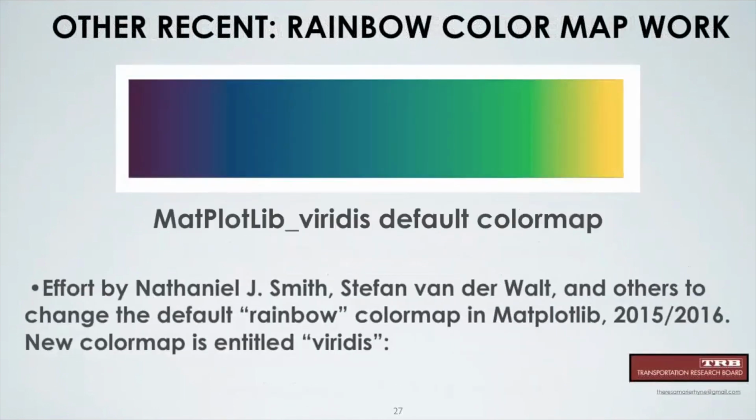There was a lovely lady who presented yesterday. She said she used Matplotlib, and I was telling her Viridis is the color map that has been developed by Matplotlib. They've gotten rid of the rainbow color map and preferred a new default color map, going from a dark blue, blue-purple to a yellow.